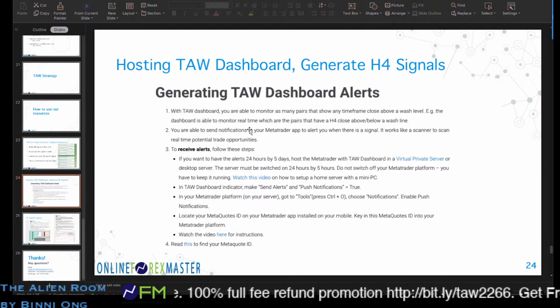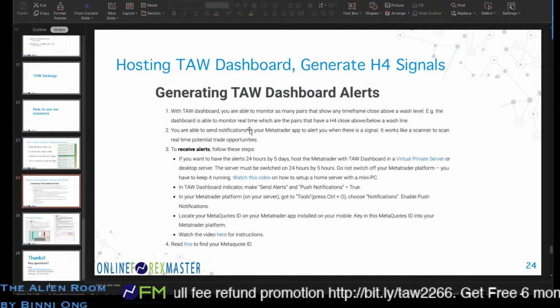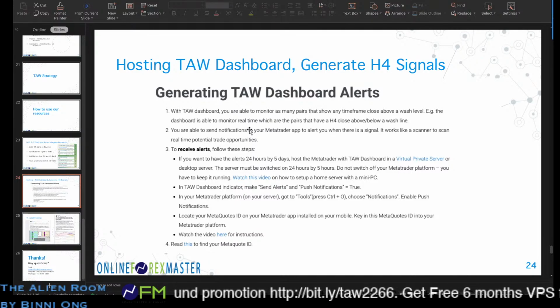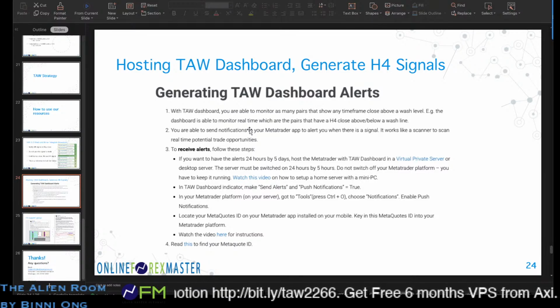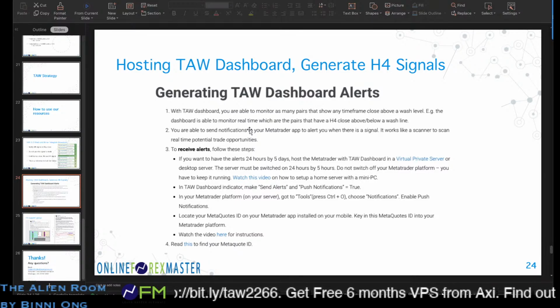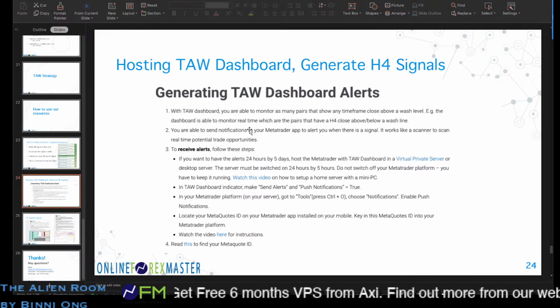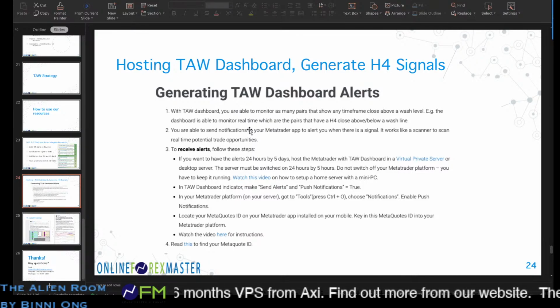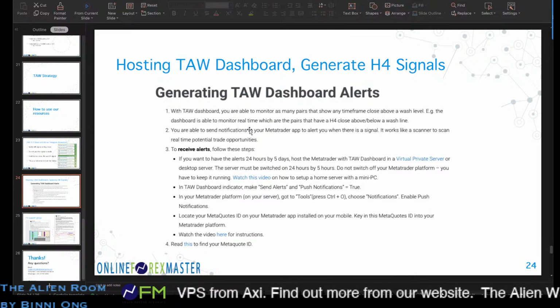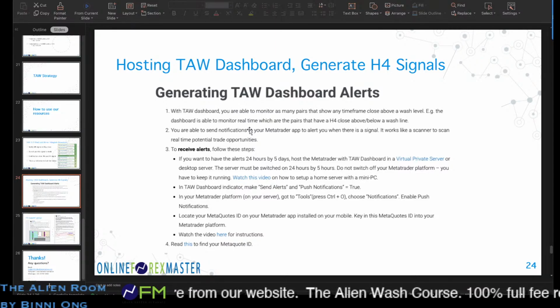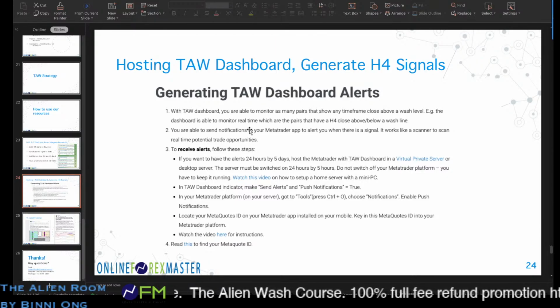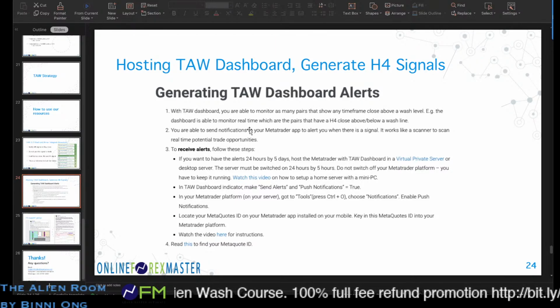For now, in order to receive the dashboard signal, you will need to host it in a mini PC or a VPS. In your server, whether it's a mini PC or VPS, you can have two MT4s. One is to trade Alum. The other is for you to put your dashboard and look at your charts, with all the boxes and the wash line, etc.